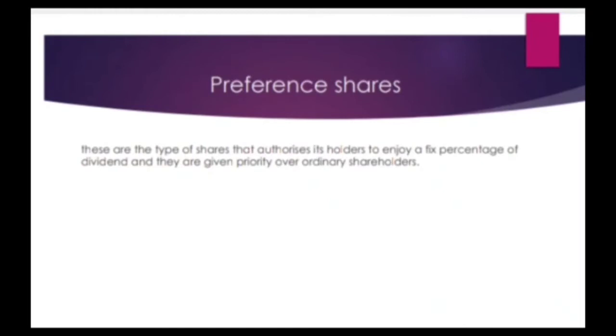Then number 2, preference shares. These are the types of shares that authorize the holder to enjoy a fixed percentage of dividend and they are given priority over the ordinary shareholders. So if the company earns any profit, the preference shareholders will be given the profit earlier than the ordinary shareholders.